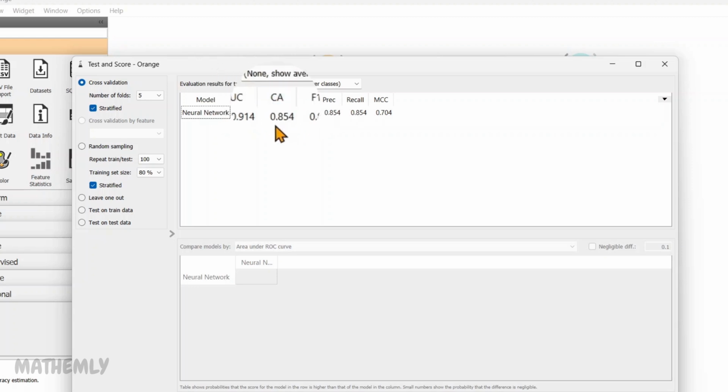Classification accuracy is 0.854, meaning the model correctly predicts heart disease in about 85% of the cases. Precision, recall, and F1 scores are all 0.854, showing a good balance between correctly identified positive cases and missed or misclassified ones. Matthews correlation coefficient is 0.704, a robust metric that accounts for true and false positives and negatives. This indicates strong overall performance even when class distributions are imbalanced.